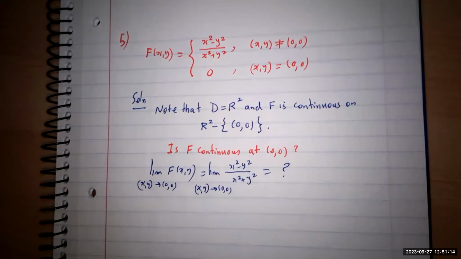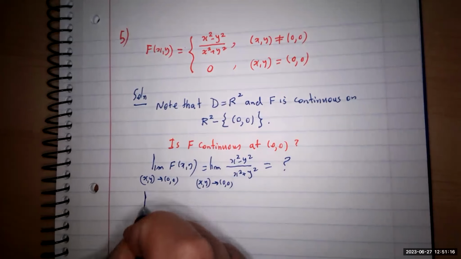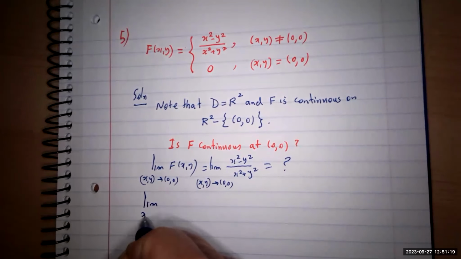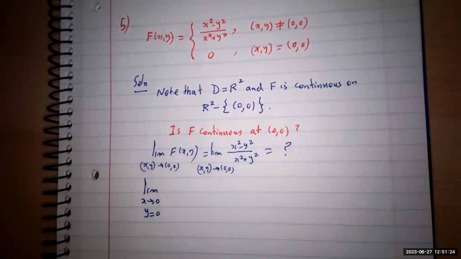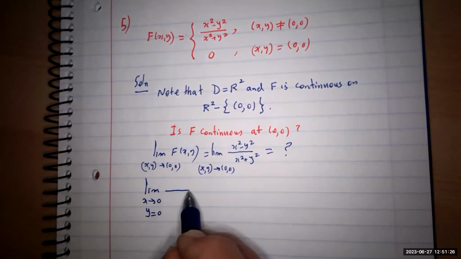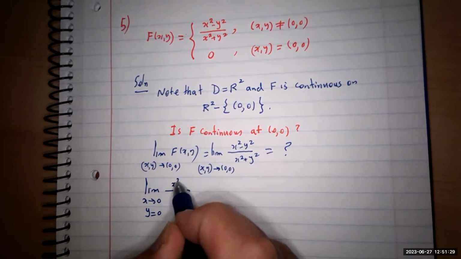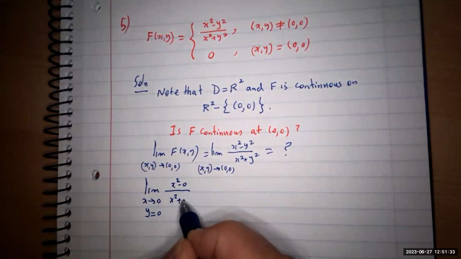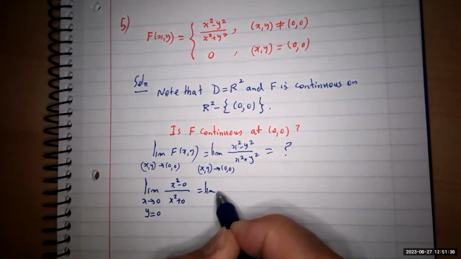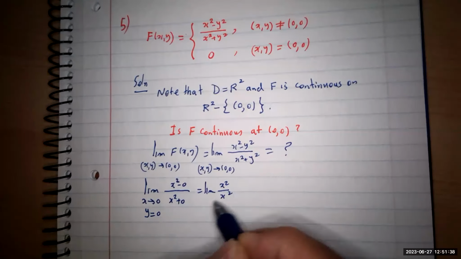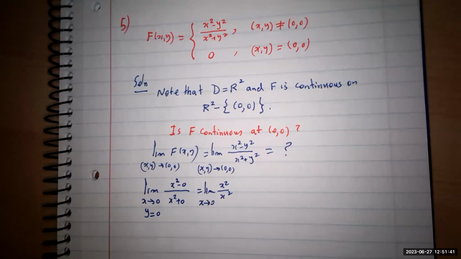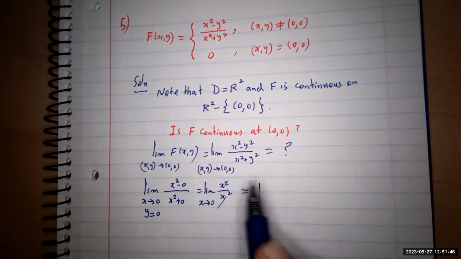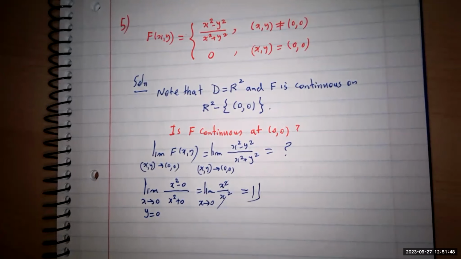You have to show it. So we say, okay, the limit as x goes to 0 and y is fixed at 0. Substitute. So that gives x squared minus 0, and then we get x squared plus 0. So that gives a limit of x squared over x squared as x goes to 0. We simplify it, and that gives us 1. So that's one direction. Any question?